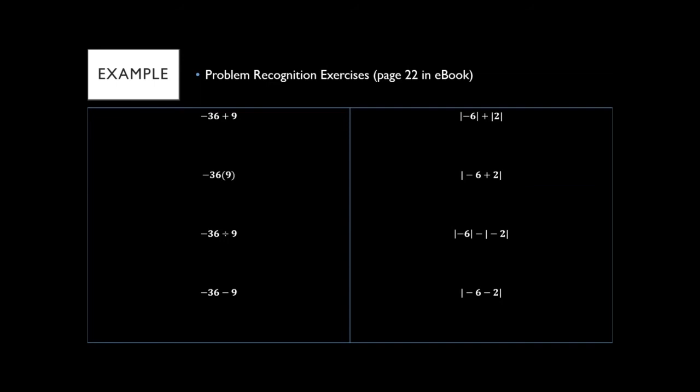So the way you do this mentally is that you just do 36 minus 9, which is 27. Yeah, I'm having a brain fart, but yes, 27. And then it's a negative in front because the 36 is negative. So our answer here is negative 27.